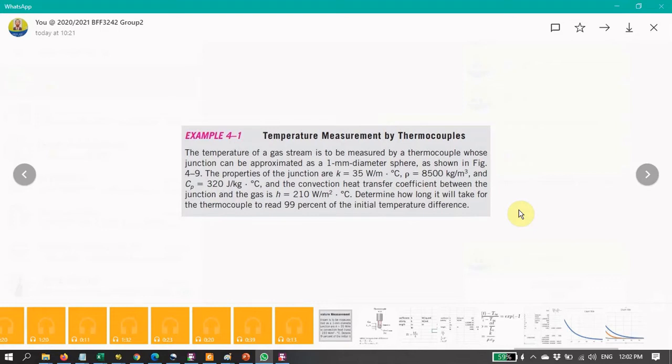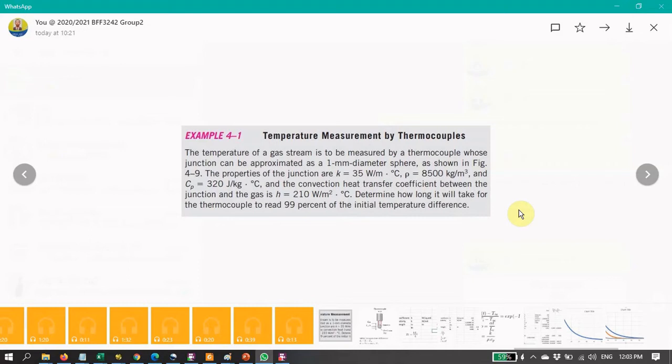So what we're going to look at now is what they call a gas thermocouple. We are using this gas thermocouple in order to measure the temperature of a gas stream. So we have a fluid in gas state, right? They are flowing. So you are using this type of gas thermocouple, and the temperature of the gas stream is measured by a thermocouple, and the junction. Junction means the tip of the thermocouple, right?